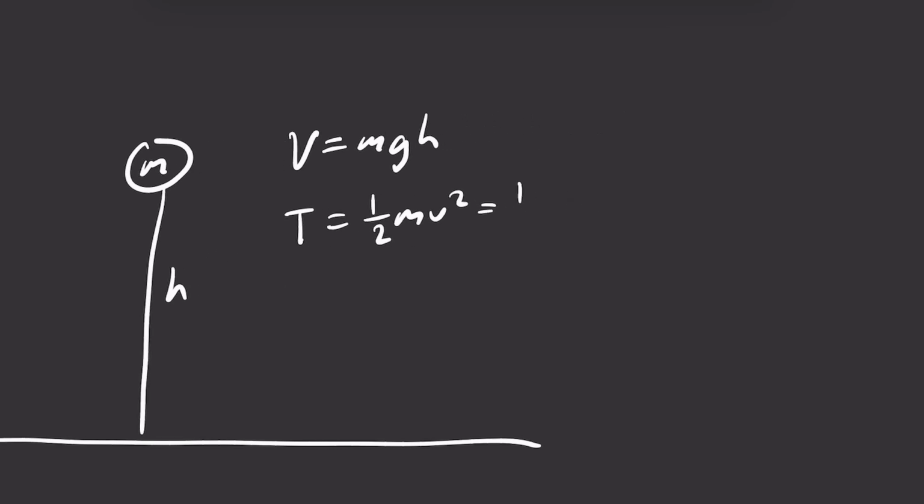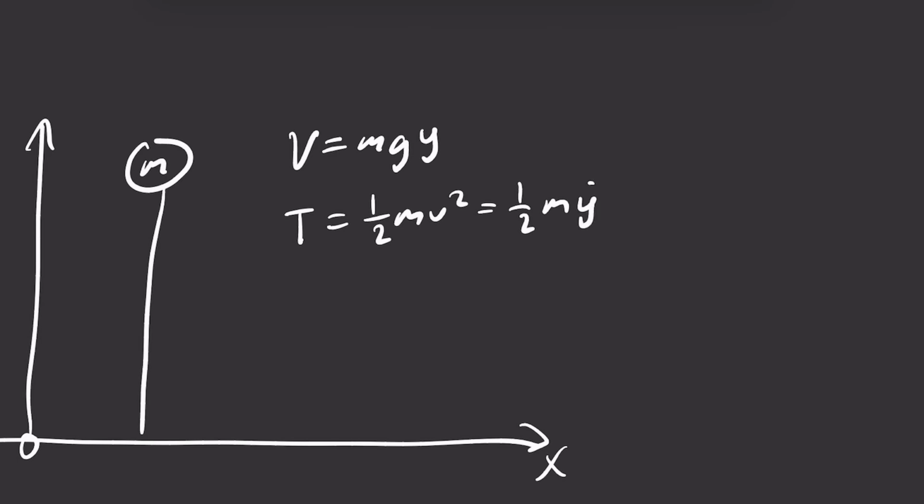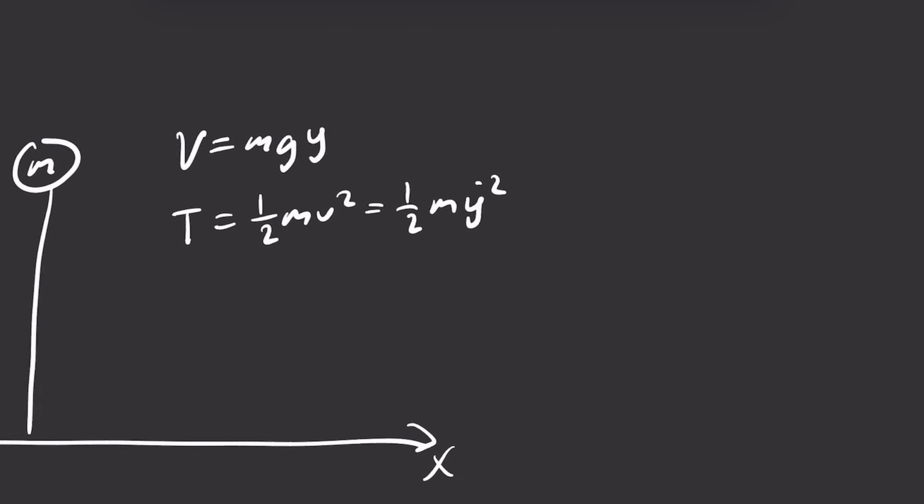Actually, I'm going to change this to a y, because this is going to be the y-axis. So I'm going to have to turn this into a variable, the height. This is going to be the y-axis, this is going to be the x-axis, and my origin is here. So the potential energy is mgy, and my kinetic energy is just going to be 1/2 m times y dot squared, because that's the velocity, since it's in the y direction.